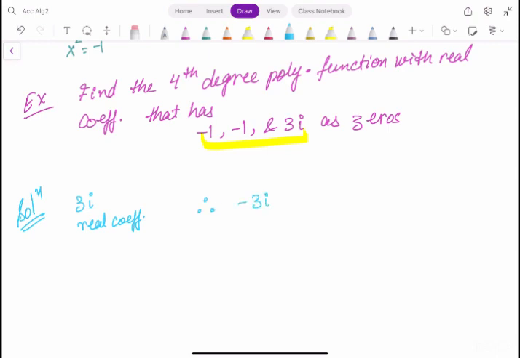Therefore, its conjugate, -3i, will also be a 0. So we can say there are 4 roots: -1, -1, 3i, and -3i. So -1 is the repeated root, right?